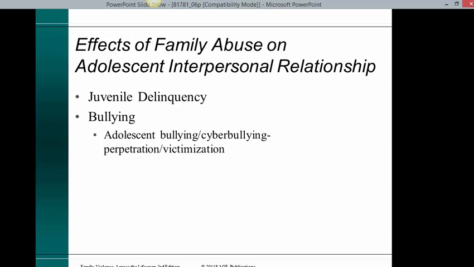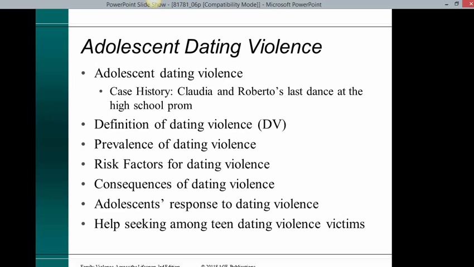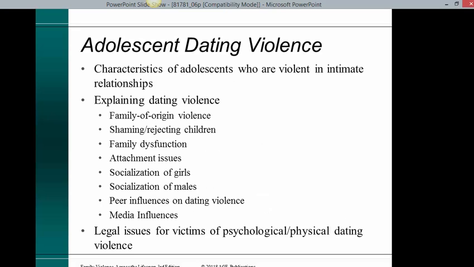Effects of family abuse on adolescent interpersonal relationships. Issues include juvenile delinquency, bullying, including adolescent bullying, cyberbullying, perpetration, and victimization. Adolescent dating violence. Issues include adolescent dating violence, case history, Claudia and Roberto last dance at the high school prom, definitions of dating violence, prevalence of dating violence, risk factors for dating violence, consequences of dating violence, adolescent response to dating violence, help seeking among teen dating violent victims.